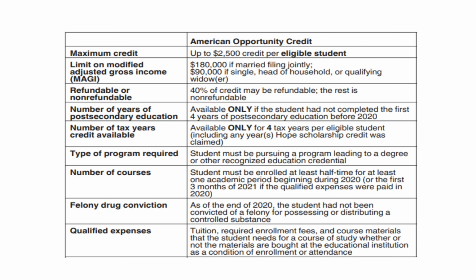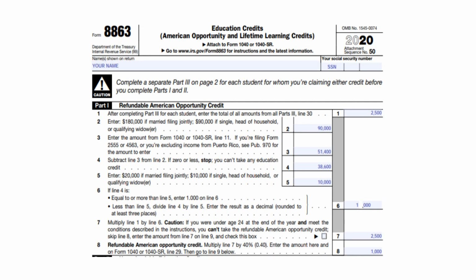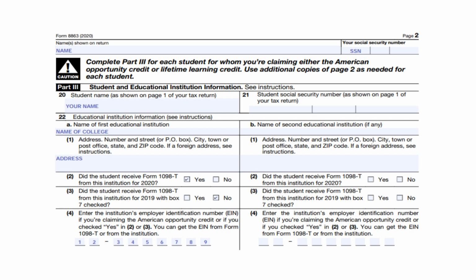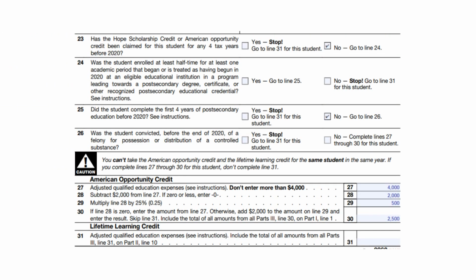There are some qualifications that have to be met in order to take the American Opportunity Credit, including that it is only available for 4 tax years per eligible student, and that you must be enrolled at least half-time for at least 1 academic period. I am not going to go through the entire Form 8863 line by line, but I am posting it here for your viewing. On page 2 of the Form 8863, fill out the requested information from your Form 1098-T received from your institution. The answer to question 3 under line 22 could differ depending on the specific information on your 1098-T.